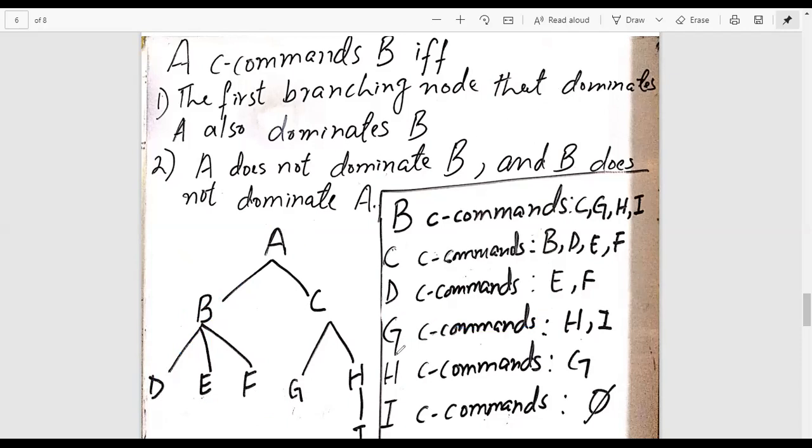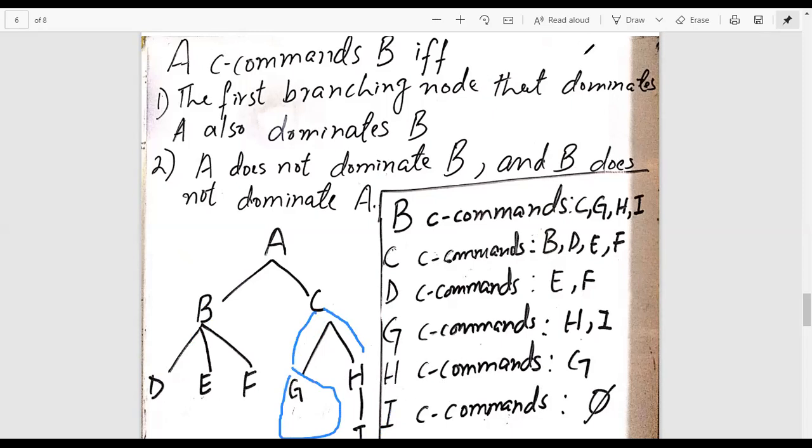And what does G c-command here? Again, apply the same formula, go one step up, then all the way down here. So we can say that G c-commands H and I, all right? So what does H c-command here? Apply the same formula. You go one step up, you cannot go two steps up, right? Then come down and we have only one node here. So we can say that H c-commands G.